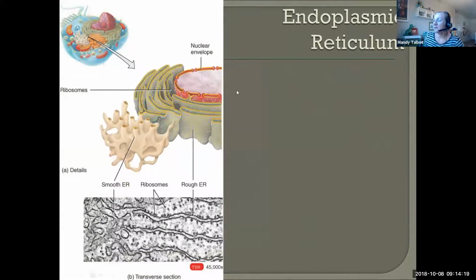All right, so here you see the ribosomes attached to the endoplasmic reticulum, where they're going to be synthesizing proteins. This is a microscopic view. Kind of cool, huh?